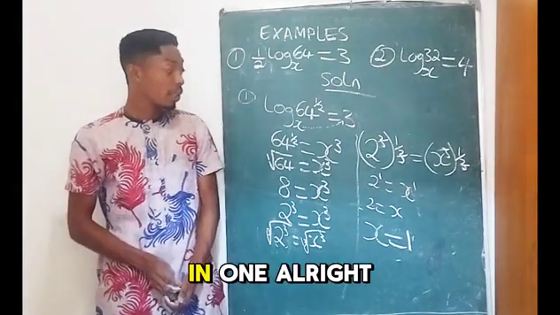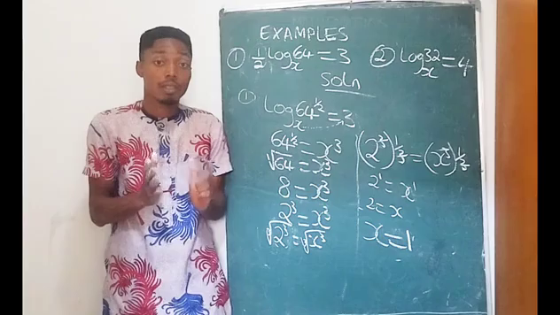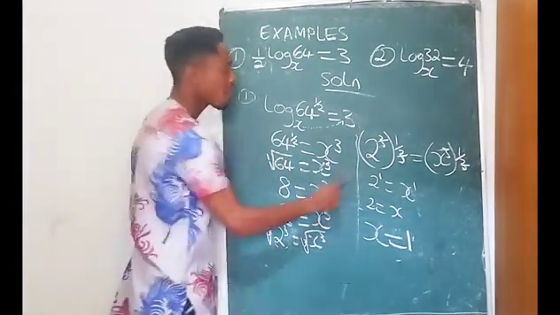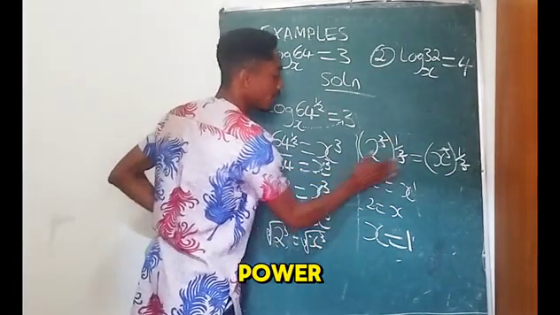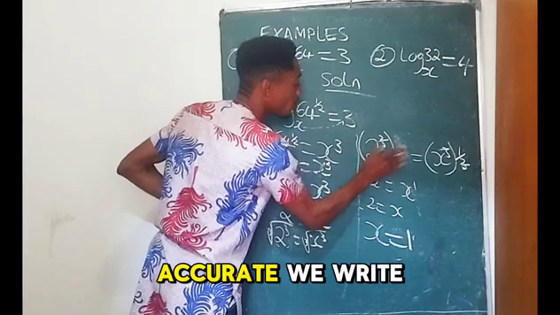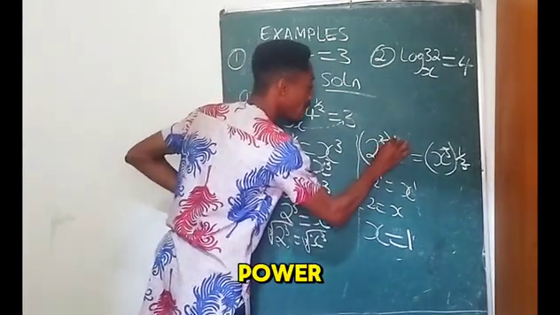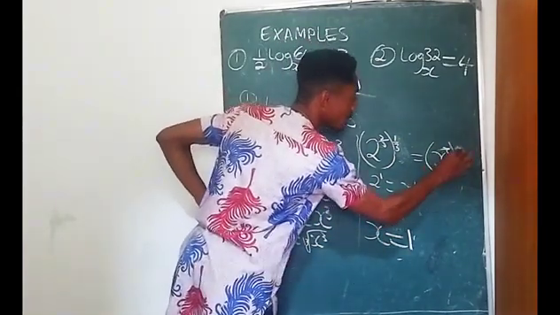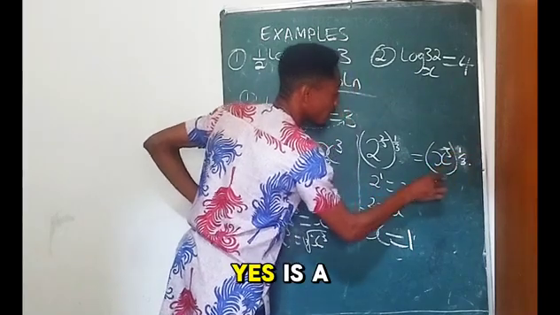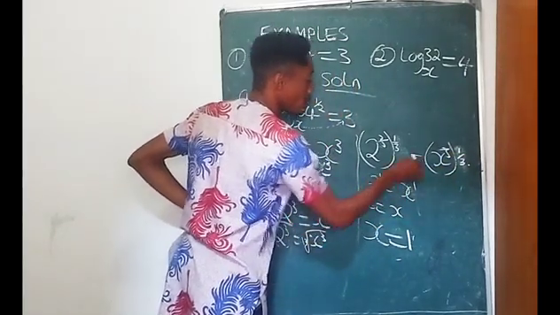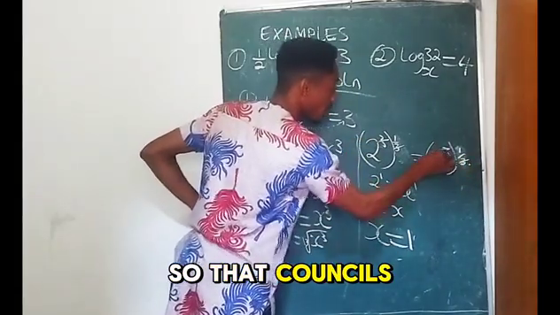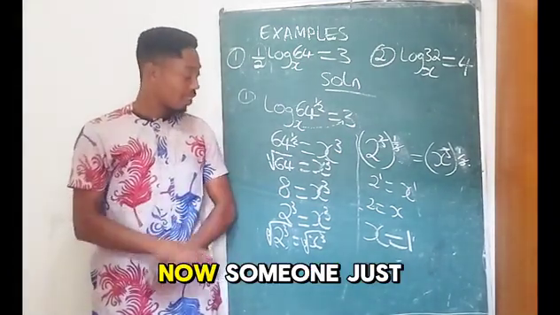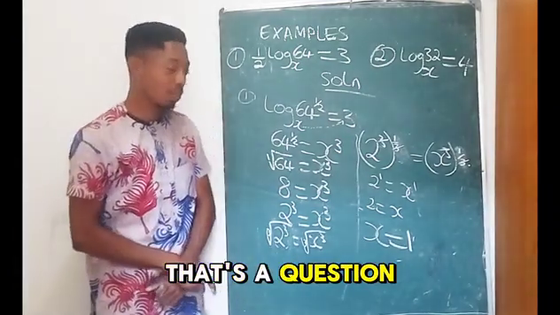So this is quite an easy one, alright? Just to clarify some confusions that may come in here, this 1 over 3 is a power. So it's more appropriate we write it as a power. Alright? This is a power. Yes, it's a power. So that cancels, and this cancels. So I believe that is clear now. Someone just asked that as a question. All right.